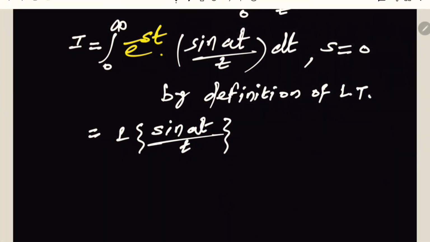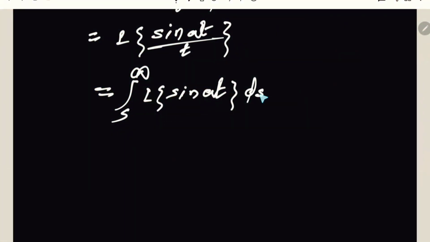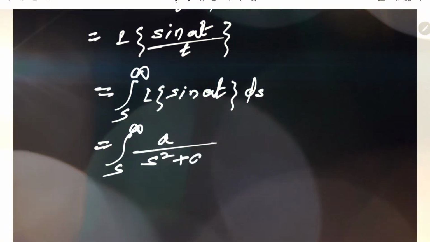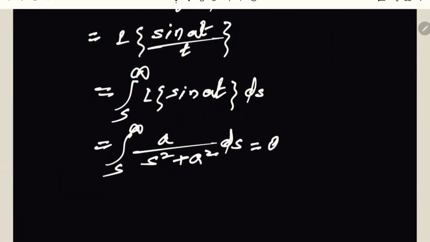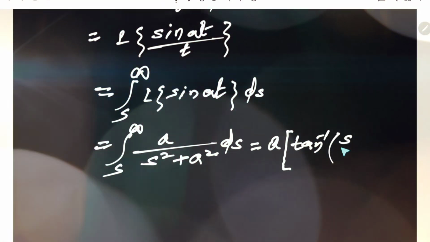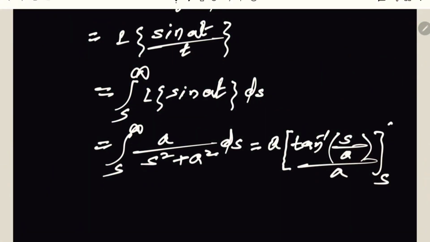Then, using that division by t theorem, it is integration from s to infinity of f bar of s. F bar of s means the Laplace of sin at and its integration with respect to s. Therefore, integration from s to infinity of, sorry, it is a upon s square plus a square, and its integration with respect to s. A we take outside. Integration of 1 upon s square plus a square is tan inverse of s by a, and whole divided by a, limit from s to infinity.